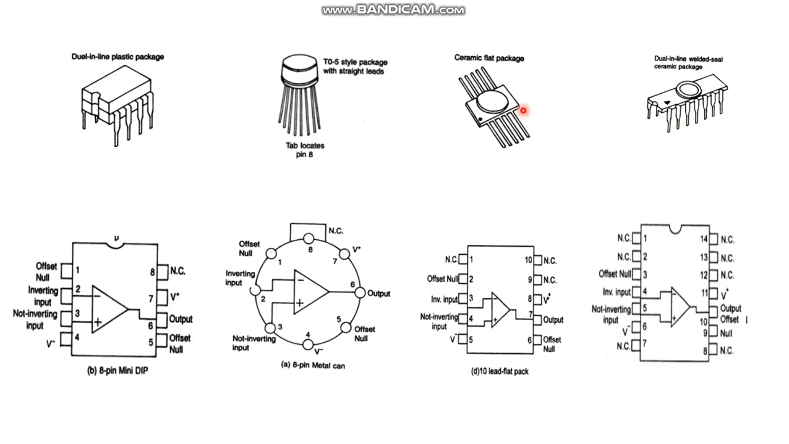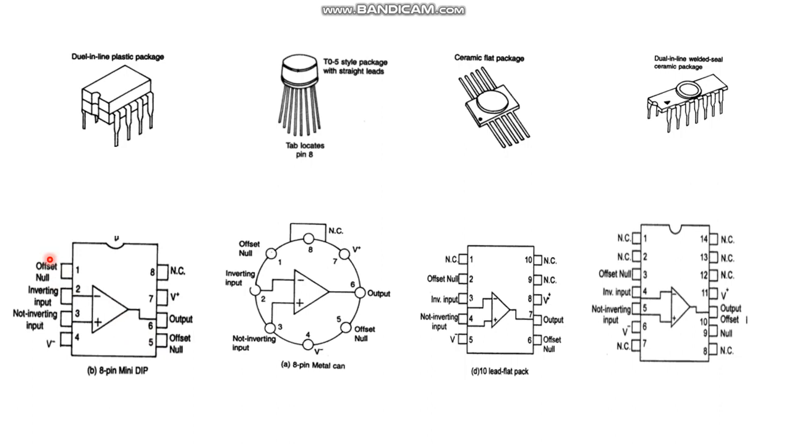One is a dual input plastic type, and this is the IC. This is the pin diagram of this IC. So offset null inputs 1 and 5 are offset null inputs. Inverting, non-inverting inputs, which I have already seen. V plus, V minus supply terminals, NC no connection.